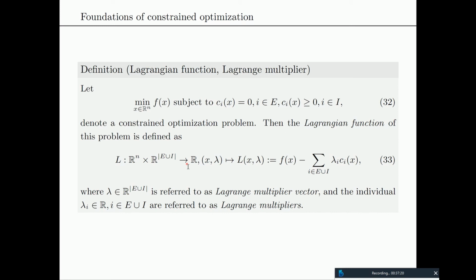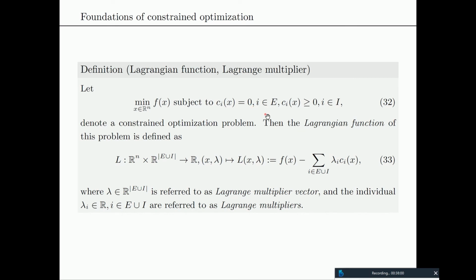So who has heard the term Lagrangian function and Lagrange multipliers before? Okay, some people have heard that before. So in principle, if you have seen this before, then you also would have heard something about constrained optimization because that's where it's happening. So what is the Lagrangian function and what are Lagrange multipliers? So assume that you have a constrained optimization problem. So you want to minimize some function f over x subject to some equality constraints and some inequality constraints.